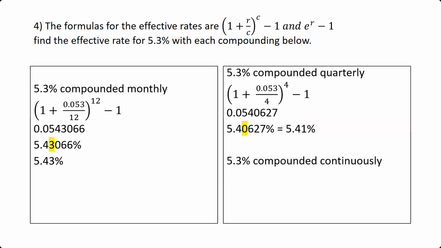Okay, the next one is compounded continuously, so it uses that e^r - 1. That E button is wherever your natural log, your LN button, is on your calculator. You have to hit Shift and LN, and then the e to the x will come up. So that's how you get this E, depending on how it's written.